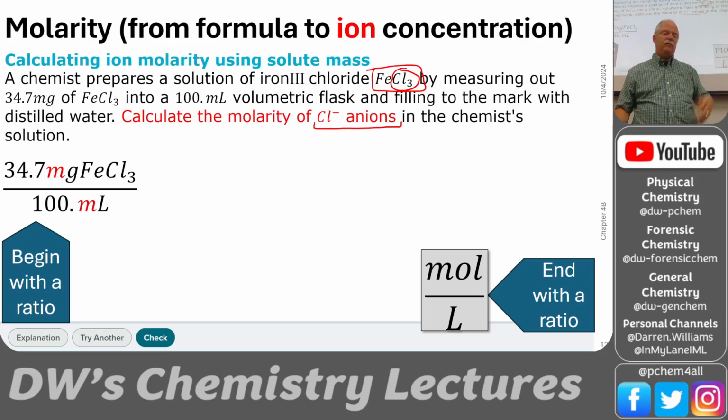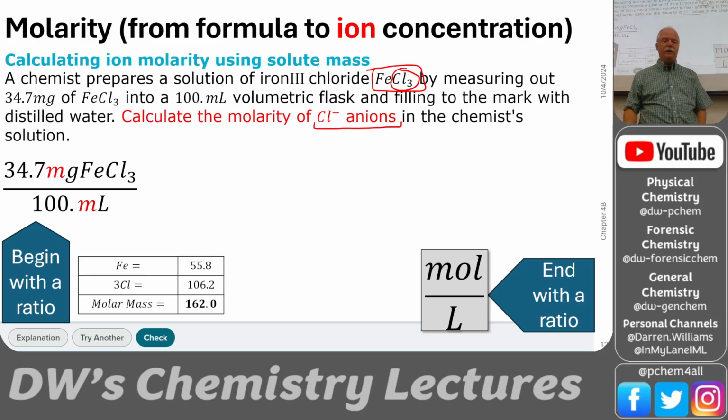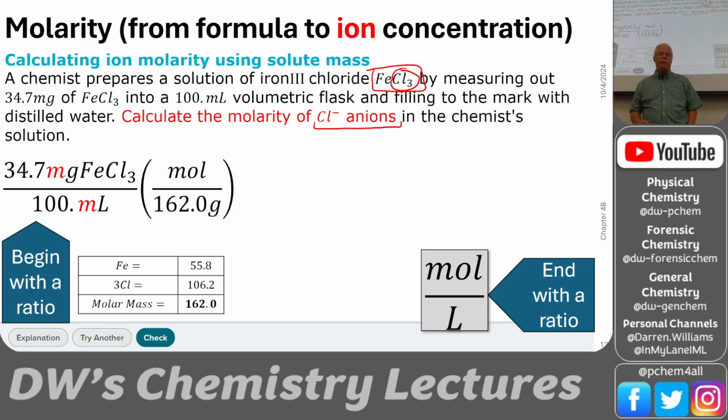Molar mass, right? So we have to calculate that. Iron's 55.8. 3 times the chloride gives us 106.2. If we need to check that, 35.4 times 3 is 106.2. So the molar mass is 162 grams per mole.